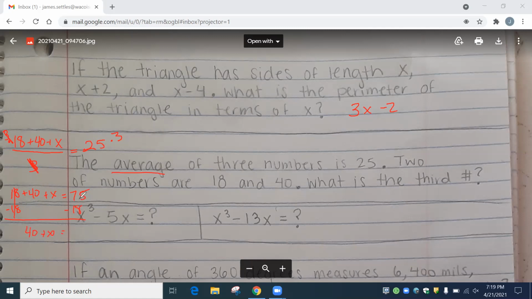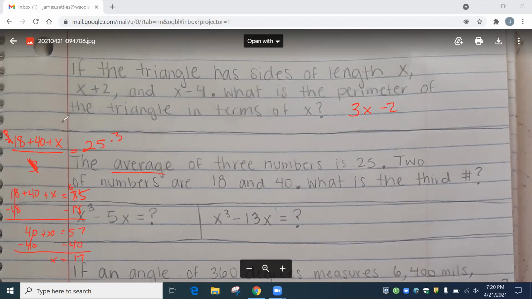So that would give me, I'm so used to using a calculator. We got to borrow. So 15 minus 8 would be 7. And then 6 minus 1 would be 5. And then we're going to subtract 40. And that would give us x equals 17.